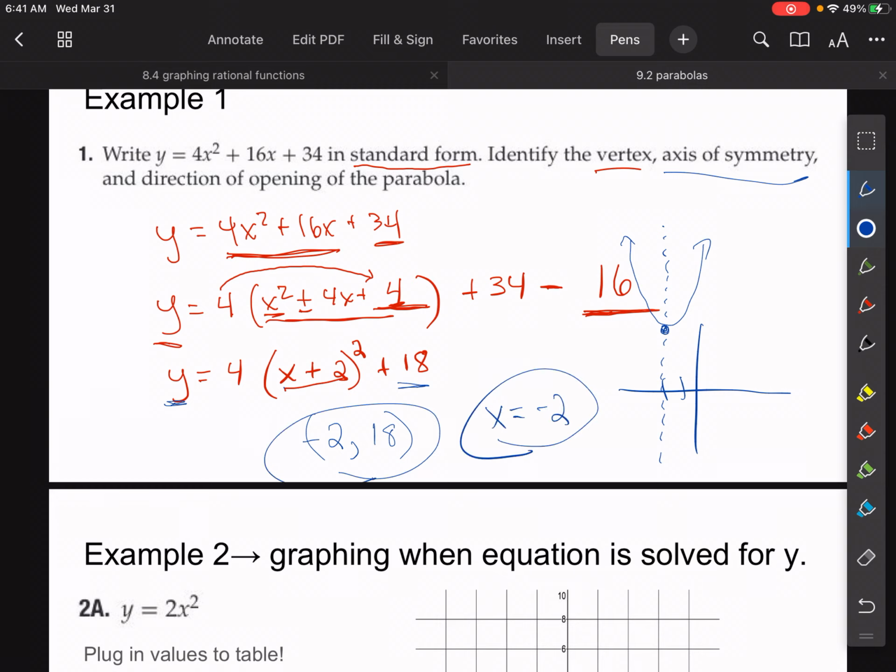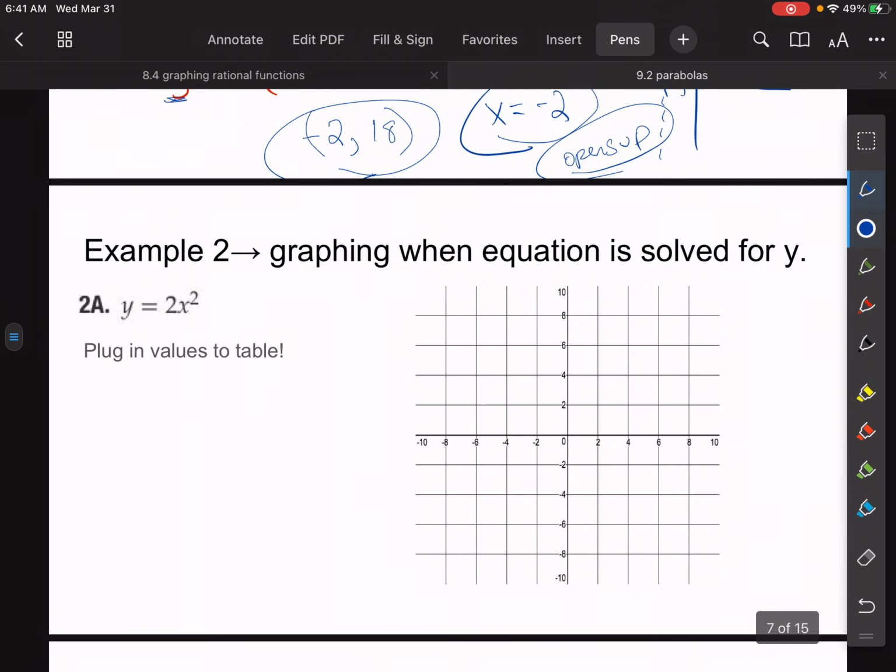There's my axis of symmetry. There's my vertex. And then it says the direction of the opening, which we just talked about. Since this is positive, this is opening up. So it opens up, and that's all they want to know, those three pieces. So that's example 1, just getting you used to writing things in standard form.